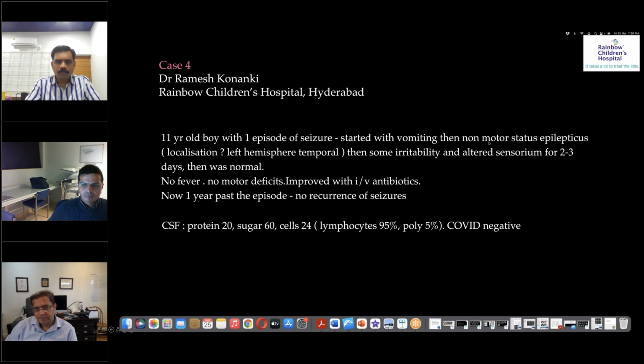Any clue on the CSF, Surabhi? Does it point towards a viral etiology? They did not, like the PCRs were sent and were negative is what the parents told, but we did not see those reports. Most probably it would have been negative. Okay.